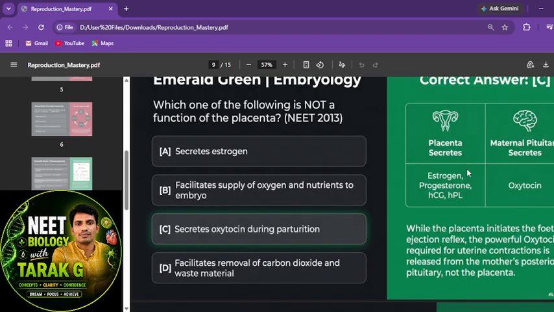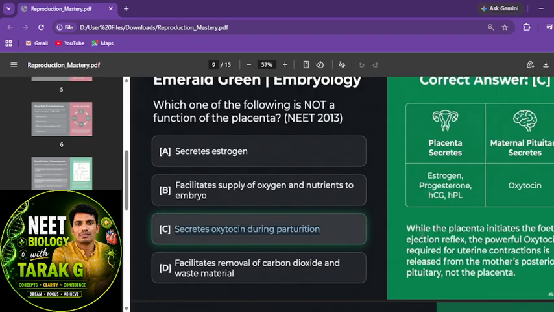The placenta secretes estrogen, progesterone, HCG, human chorionic gonadotropin, and HPL, human placental lactogen. The maternal pituitary secretes oxytocin. Oxytocin is secreted by the pituitary gland, the posterior lobe. Am I right? That's why C is not a function of the placenta.